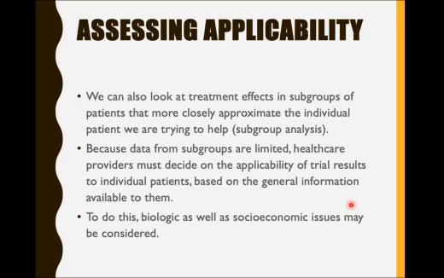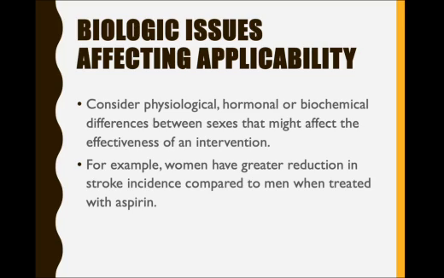So, in many studies, we don't really have subgroup analysis. And if, for example, we can't find a subgroup for my patient, then you just base your conclusion, your decision, on the general information that's available. And for you to do this, biologic as well as socioeconomic status may be considered. Now, let's talk first of biologic issues affecting applicability.